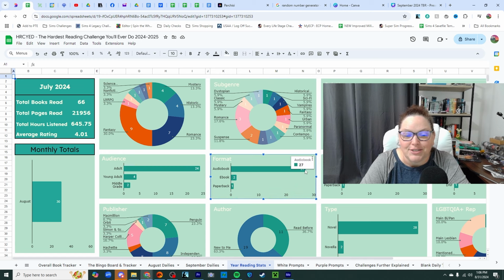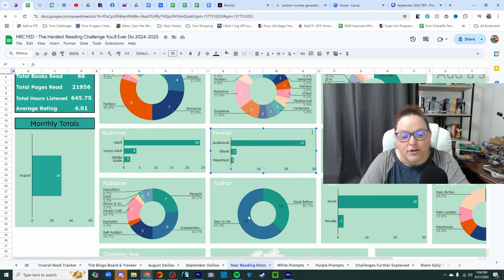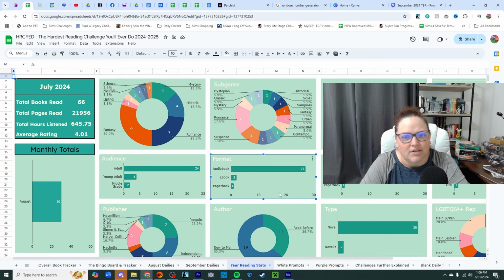You can tell, as usual, 27 of them were audiobooks, 2 ebooks, 1 paperback. Then the authors. Look how many new to me authors I had. 19 new authors and then 11 that I had read from before. But that is not 50-50, not even close.